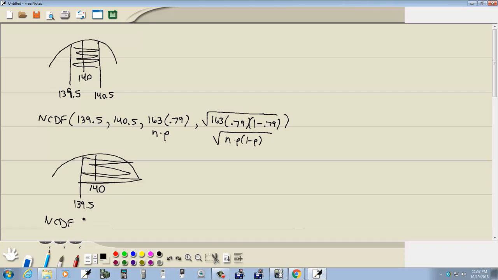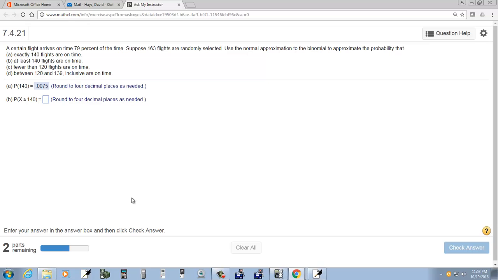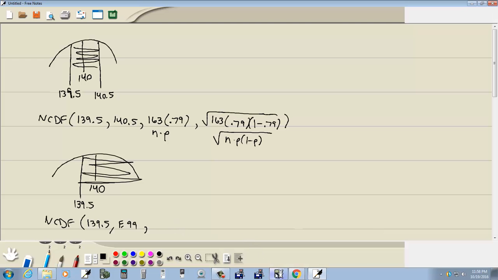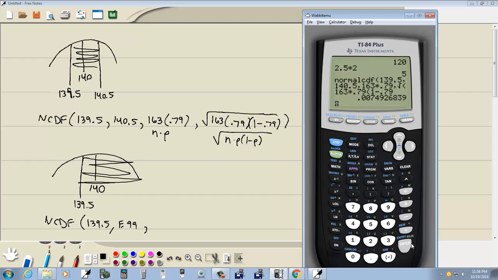So then you do your normal CDF, and you put in 139.5, comma, E99. That's a positive infinity over here. And then your last two parameters are the same as what we have here. And actually, I suppose I have to enter that to get past that, don't I? Okay, well, I don't want to type all that in again, so let me do a second enter. 139.5, and this should be E99. Enter.